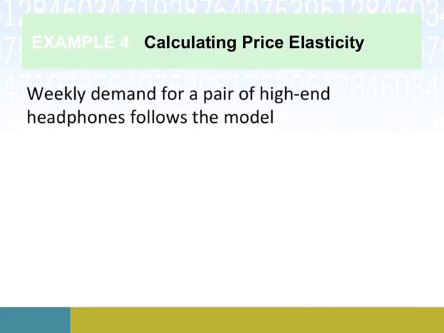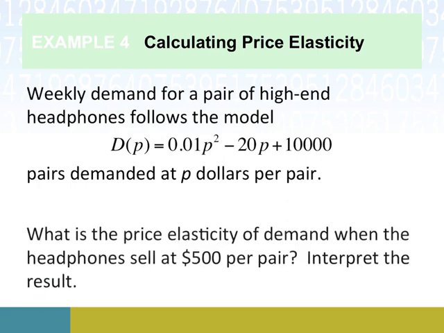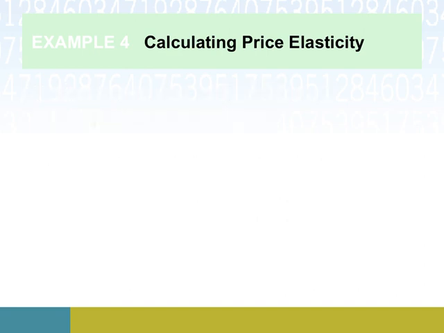Let's say we're looking at high-end headphones, and the demand for this is given by D of P. This is how many pairs of headphones are demanded when you charge P dollars for each set. The question is, what is the elasticity of demand when the headphones sell at $500 per pair? I should mention I can't say the brand, but I did do regression on a particular brand of popular headphones, and the regression model is actually pretty accurate for that quadratic right there.